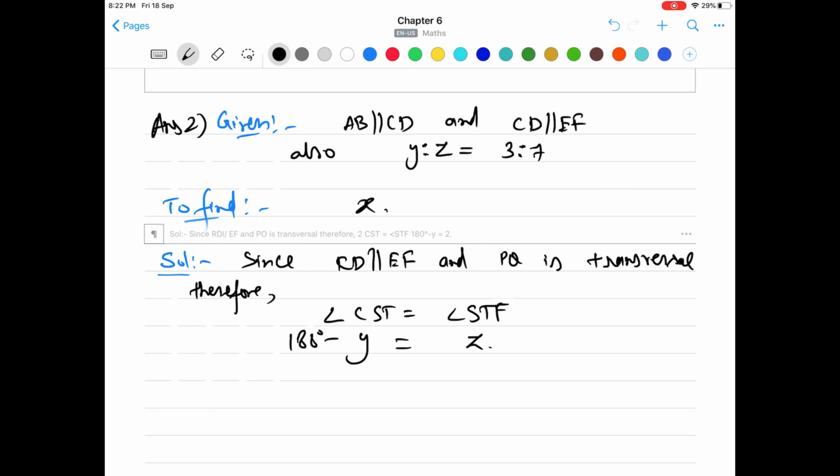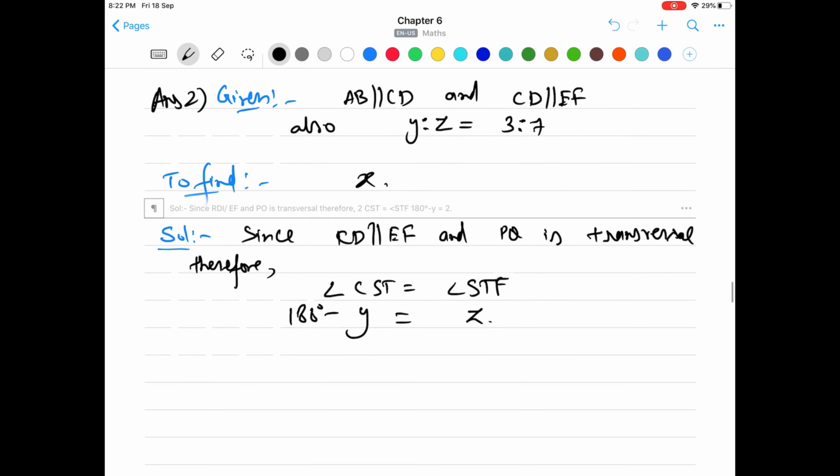Okay, so we got that if you move this y onto this side, it will be 180 equals this minus z. Minus z will become plus, sorry, minus y will become plus y, so z plus y equals 180, while we are given that the ratio of z is to y is 3 is to 7. Okay, sorry, y is to z is 3 is to 7.